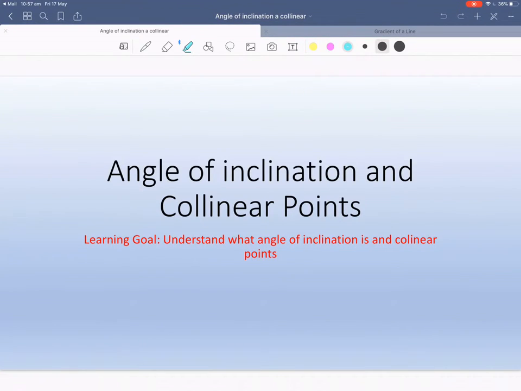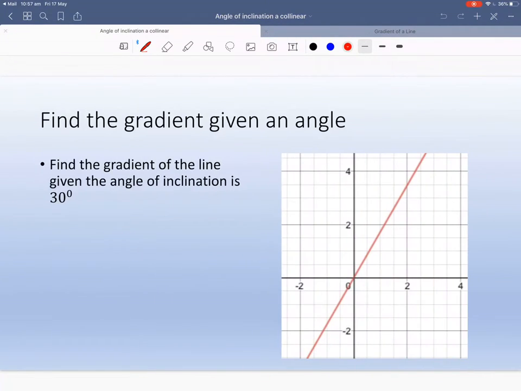In this lesson, we're going to look at two smaller concepts: angle of inclination and collinear points. Now, the situation here is that we're still talking about gradient, all right? So just understand these different things. Just write the learning goal down and we'll get straight into it, okay?